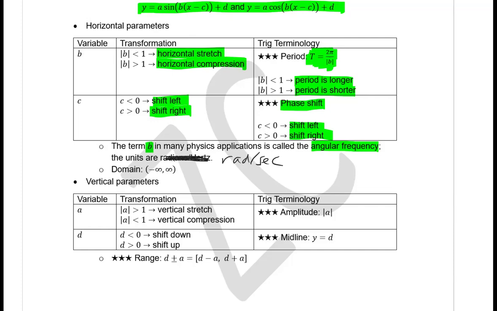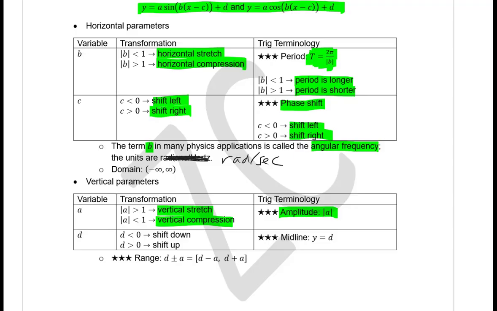Let's review again. A, if absolute value of A is greater than 1, we know that's a vertical stretch. If absolute value of A is less than 1, that's a vertical compression. In terms of trig terminology, amplitude is the absolute value of A. Think about it in terms of the definition of amplitude once again. Amplitude is how much it swings up or down from the midline, which I'll go over next. So connect how a bigger amplitude is a vertical stretch in your own mind. You've got to do it for yourself in order to fully understand, and even better if you can explain it to someone else.